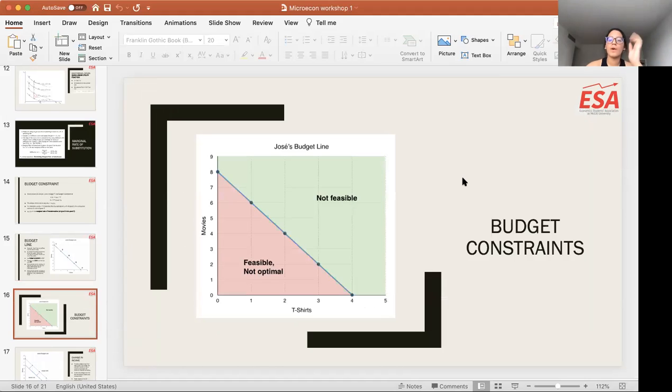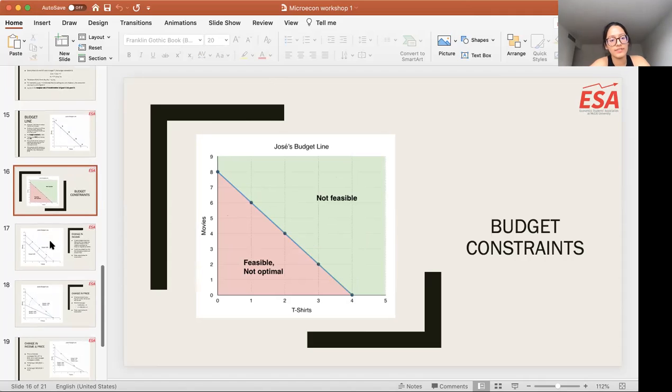So what is a budget constraint? This is the same graph from the last slide. The red triangle is basically what Jose in this case can afford. He can't go over the budget line because the green area is not feasible to him. He can't afford it. There's no way he's going to get it unless prices change or his income increases. So it's just a triangle. That's all you have to know.